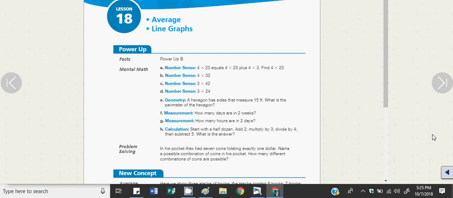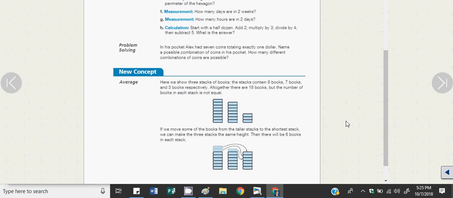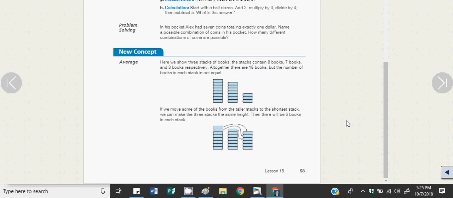Lesson 18 for our Course 1 math students has to do with average and line graphs. Kind of two seemingly unrelated concepts. Let's look at average. You've maybe heard of average before. Another word for it in math is the mean of a set of numbers. But average is tossed around in the world.